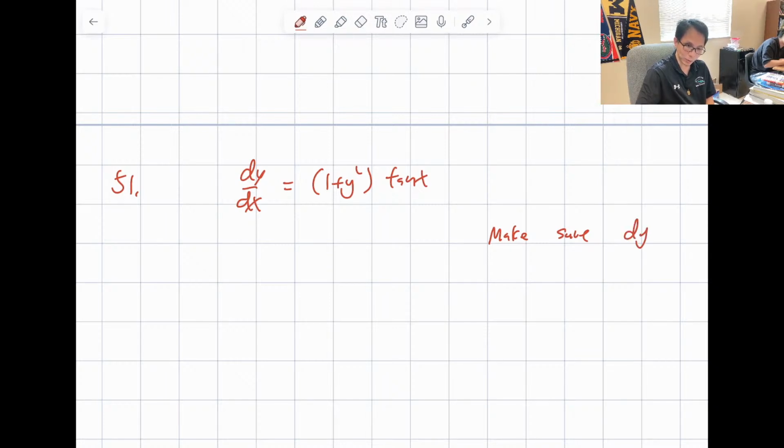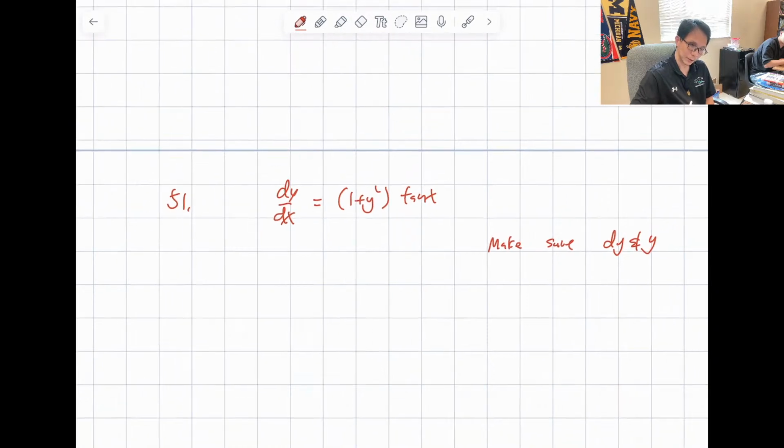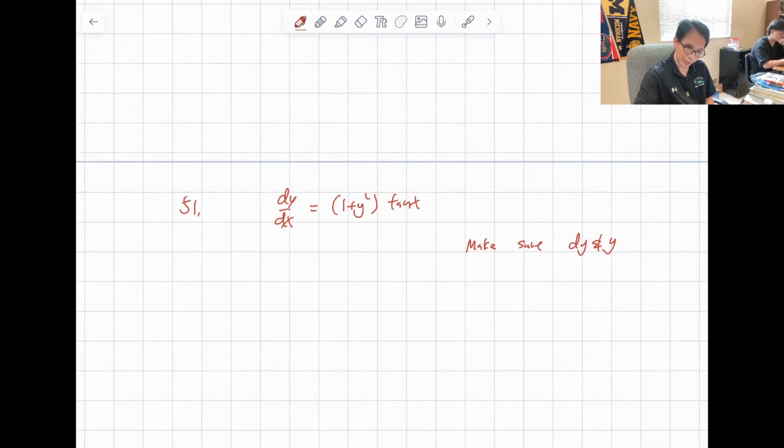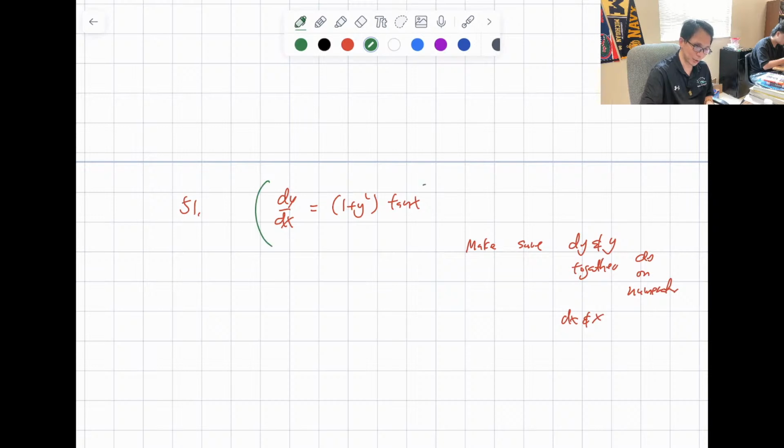dy and y are together. Okay, dy and y together. And dy is on the numerator too. So dy is on the numerator. And you're going to make sure dx and x are together, and dx is on the numerator as well. So you just call it separation of variables. So this you already know how to do because we did that with the other question.